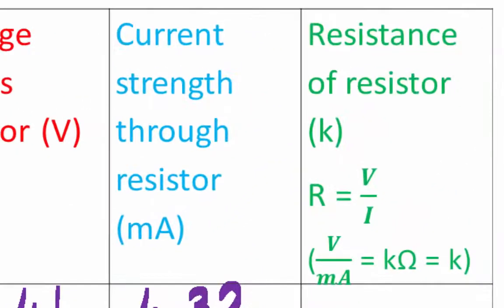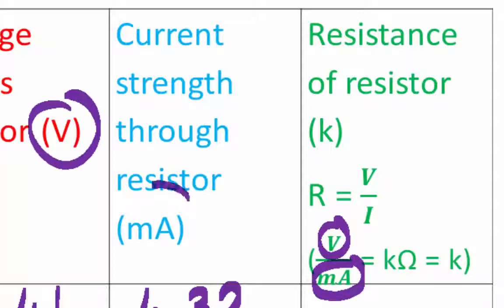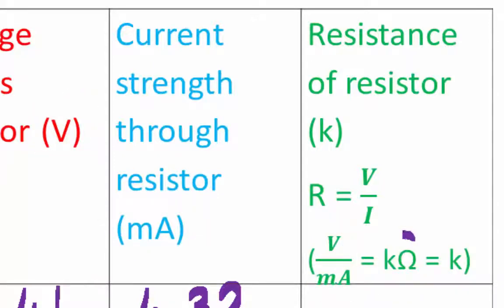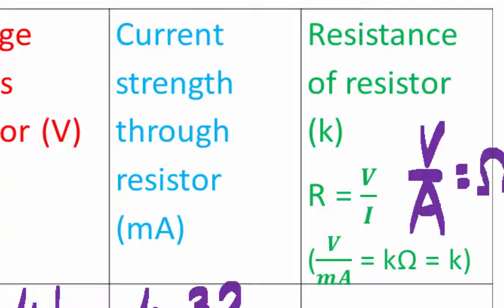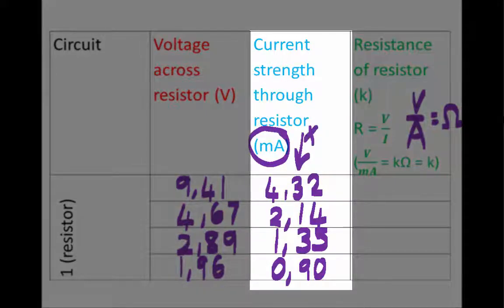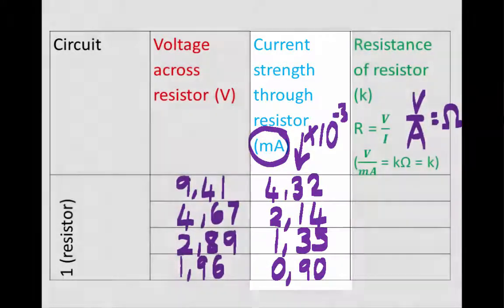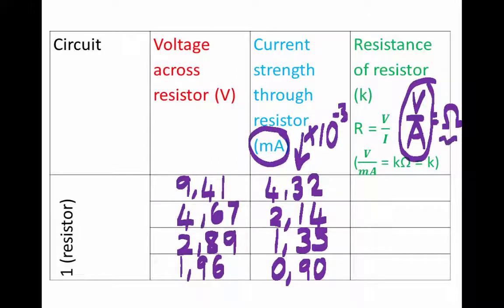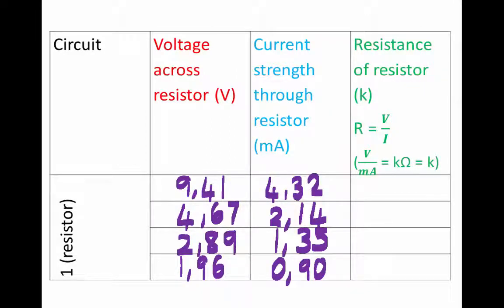So we are going to calculate potential difference across divided by current strength through. And if we do that in the units we have here, voltage divided by milliamperes, then the unit we get is kilo ohms, in other words kΩ. If it had been volts across amperes, our unit would have been ohms. So you could convert all of these values into amperes by multiplying by 10 to the power minus 3, and then your answer would be in ohms. We are going to use the values as we have them here, so that our answer is in kilo ohms.